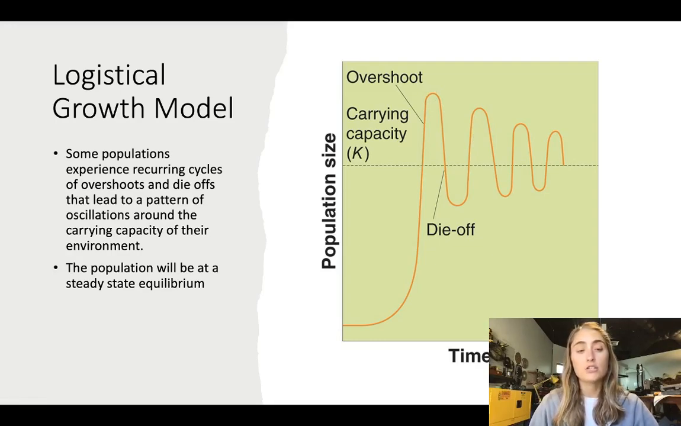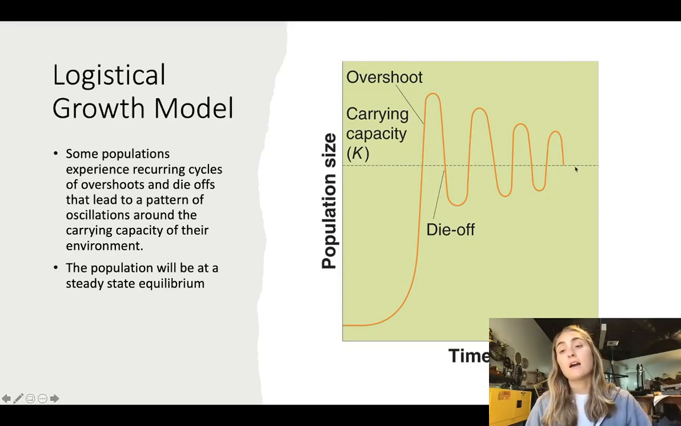It'll undergo what we call an oscillation until eventually we sort of hover just right above this line, and that would be our carrying capacity. So usually populations will undergo this every once in a while.